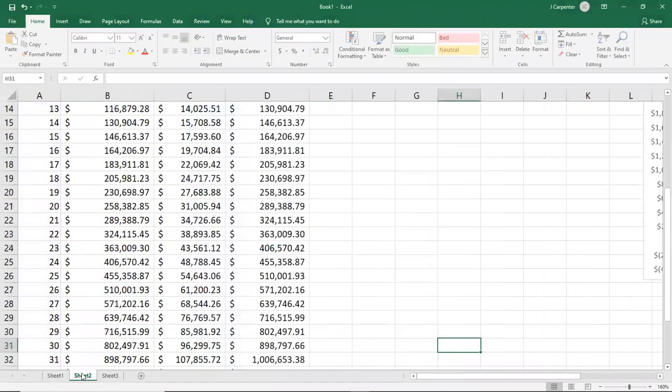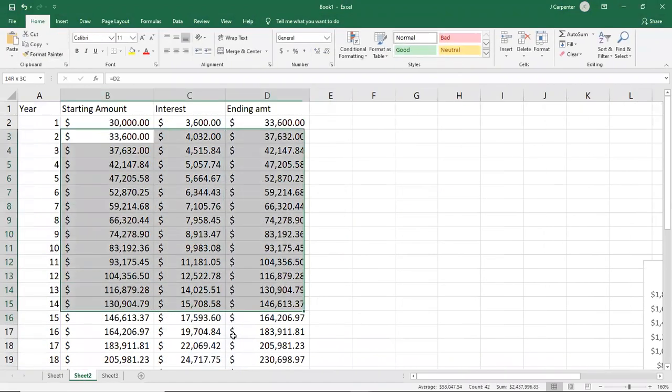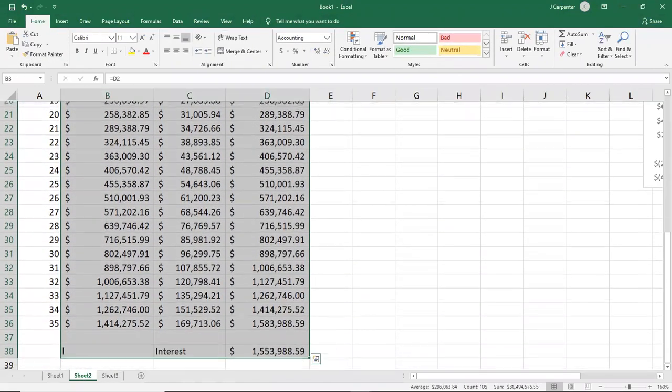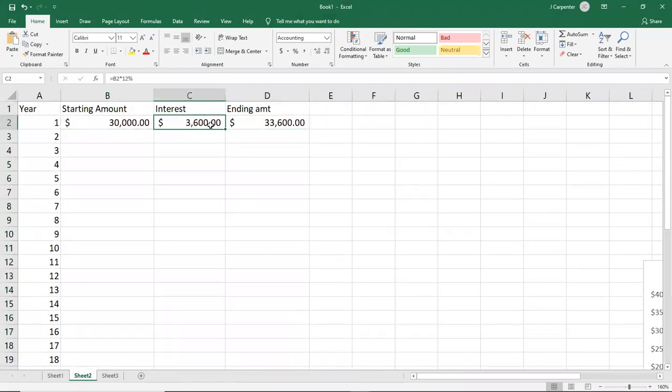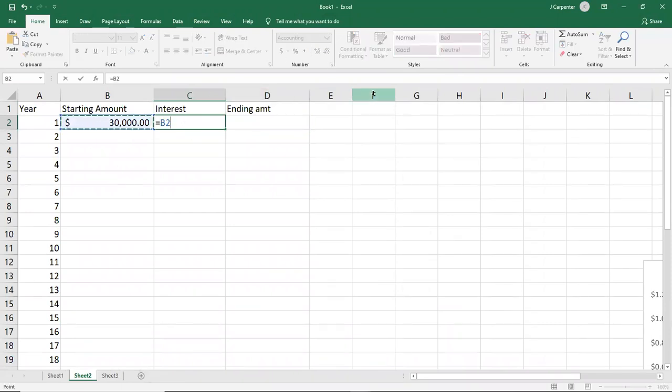All right, so that's in sheet 2. Again, I got a lot of information already up here, so you're going to already see the answers. There they are. All right. So our starting amount's 30 grand. Interest formula, same thing. It's equal to the starting value of the year times the annual interest rate, which we said was 8%. So $2,400 for the first year. Ending amount, that's the sum, equals this guy plus this guy.